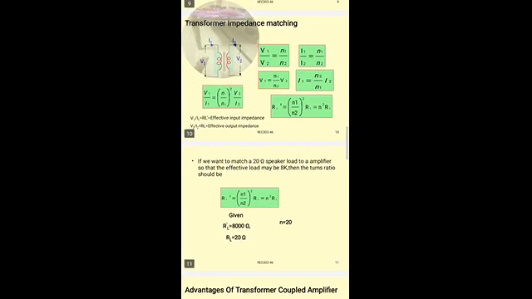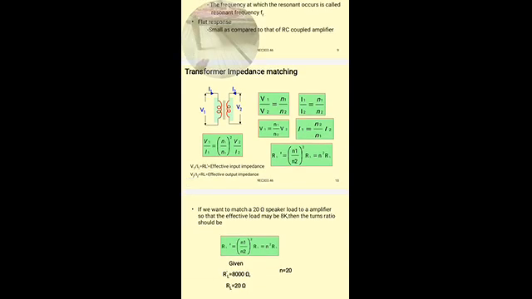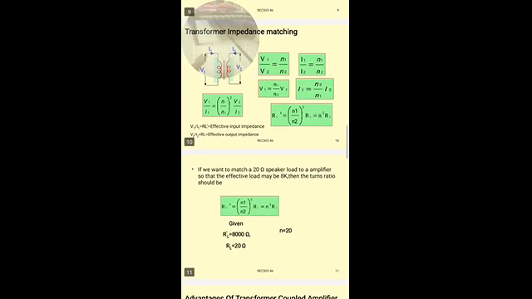So this is the advantage of using a transformer coupled amplifier, the transformer as a coupling device between the two stages. The output impedance of one stage is made equal to the input impedance of the second stage simply by adjusting the turns ratio. Here the output impedance of the first stage, RL dash, is made equal to RL by simply adjusting the turns ratio N1 by N2 whole square, that is N square.